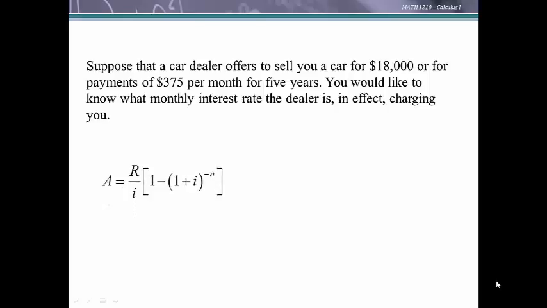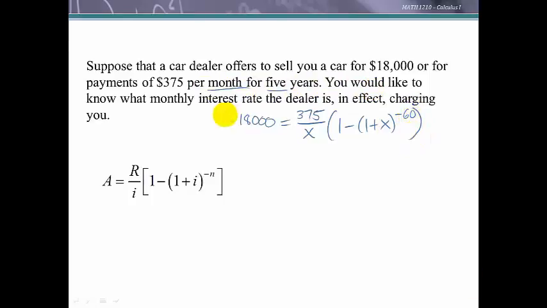Well, we do have a formula that depends on the amount, the payment, and the interest rate. So let's go ahead and put in 18,000 for our amount, 375 for our payment. We're going to put x for the interest rate because that's what we're going to try and find. Then 1 minus (1 plus x) to the negative n, where n is the number of payments you would make. You're paying per month for 5 years, so 12 times 5 would be 60.